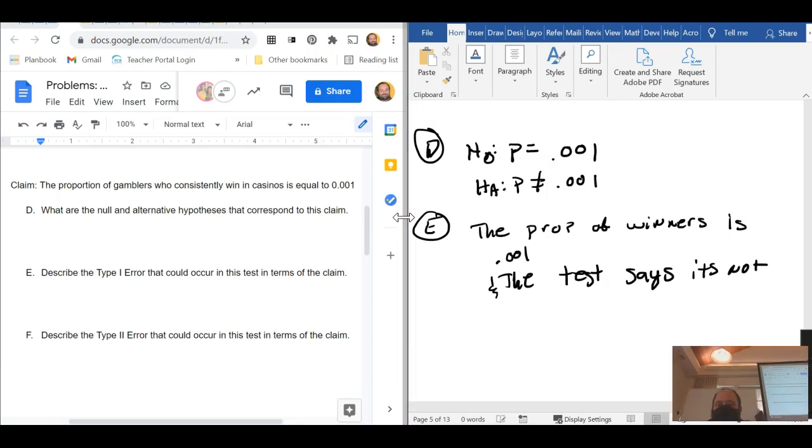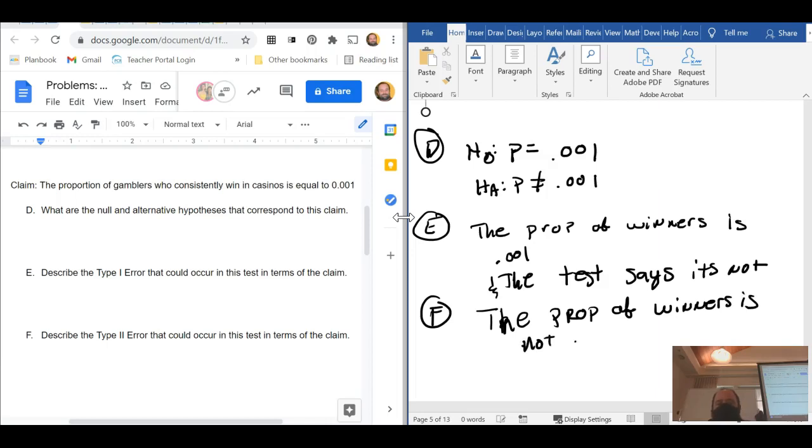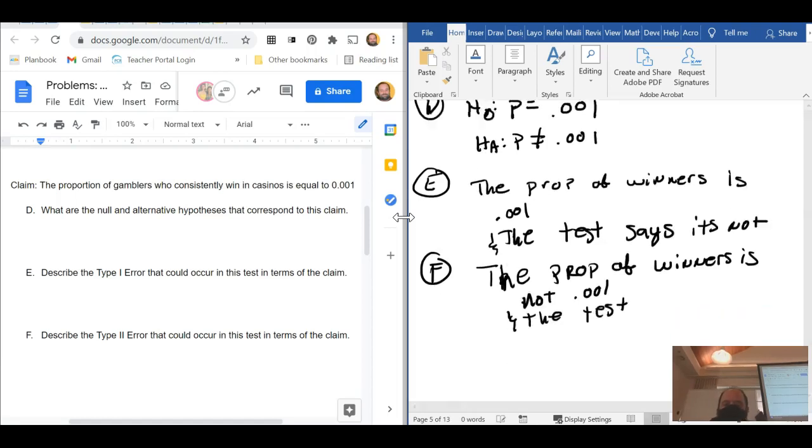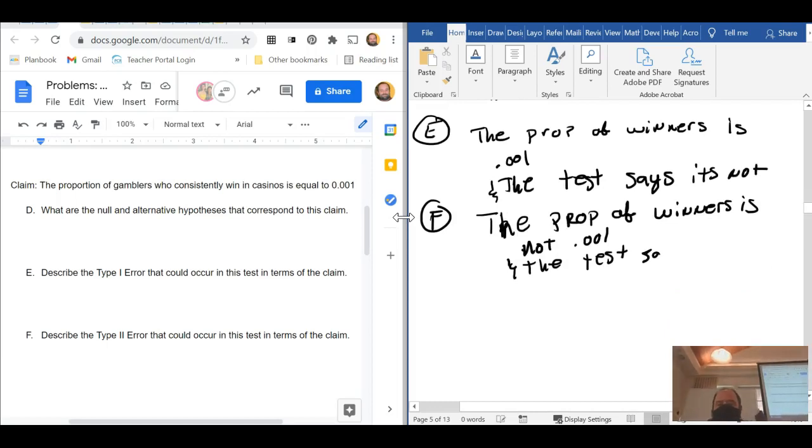Okay, great. F, the proportion of winners is not 0.001, and the test says it is. Does that make sense? Are we in agreement on that one?